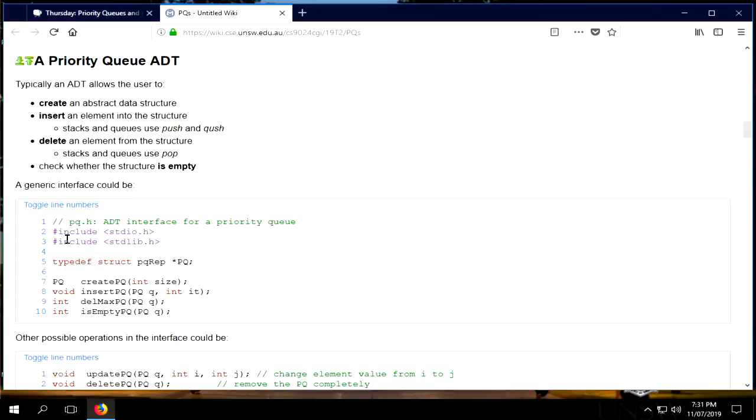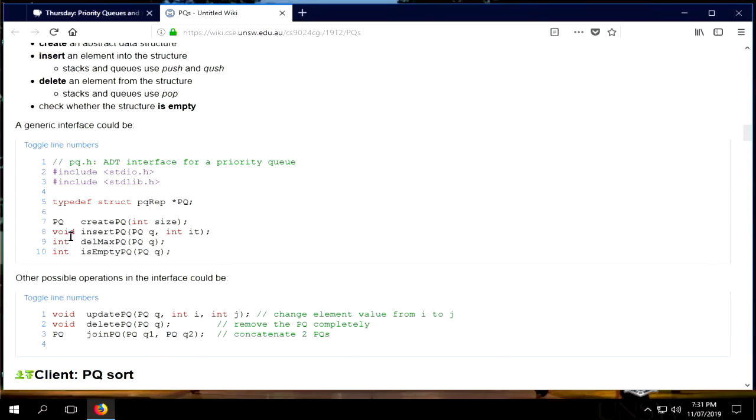Completely equivalent in a sense, notionally equivalent, but of course in practice, del max is a specific, very special kind of pop. Other operations you could have is, for example, update PQ, which is an interesting one, which says change the element value from I to J. Which element, you could ask yourself, what is I here? And that's what needs to be defined. What do you mean by that?